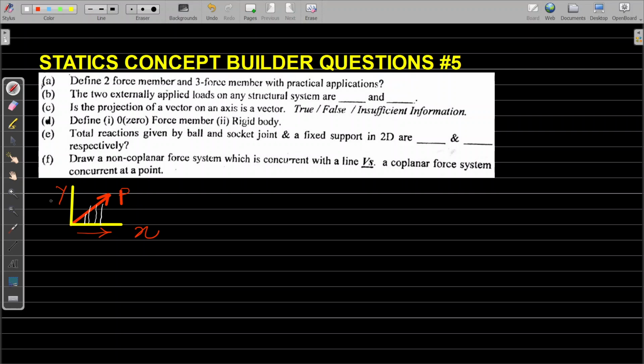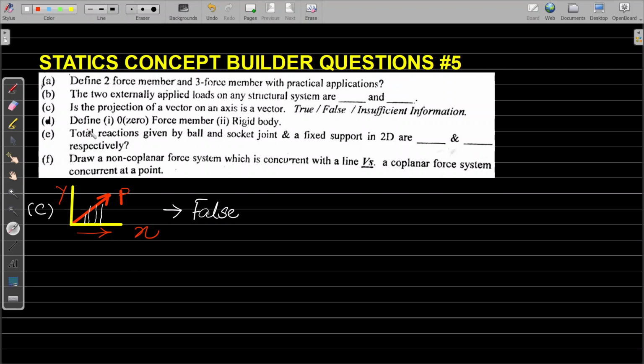This is question C. Remember, don't forget it, this is C. So this is the projection. But is the projection of this vector on, say, the x-axis a vector? No, it is not going to be, because it is a projection, it is a shadow, it is not a vector. So you can very easily write the answer to this problem as false, because the vector is P making some angle theta with the x-axis, and the projections are just the shadows.